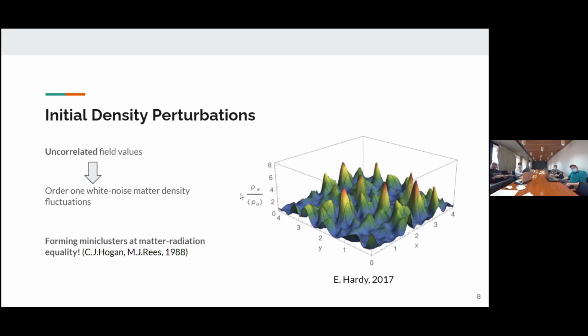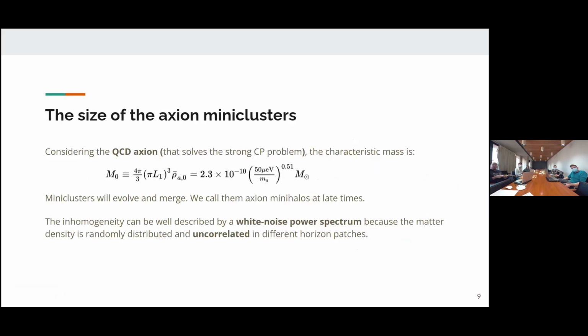Therefore, you would form mini clusters, very dense objects called axion mini clusters, at matter-radiation equality. And that would be very small substructures. The size of the mini clusters is actually given by the horizon size. So if we consider the QCD axion, which is the axion that solves the strong CP problem, the characteristic mass is really just the mass contained within the horizon at the moment roughly when QCD was turned on.